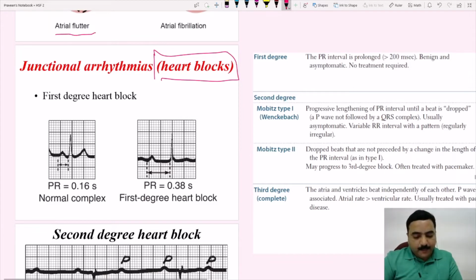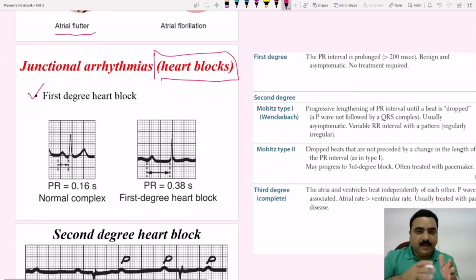Okay, so there are three types: the first degree, second degree, and third degree. In the first degree, the AV node is able to conduct all the impulses coming to it from the SA node. The SA node is working well and sending impulses to the AV node, but the delay in the AV node is more than normal. So that is the first degree.